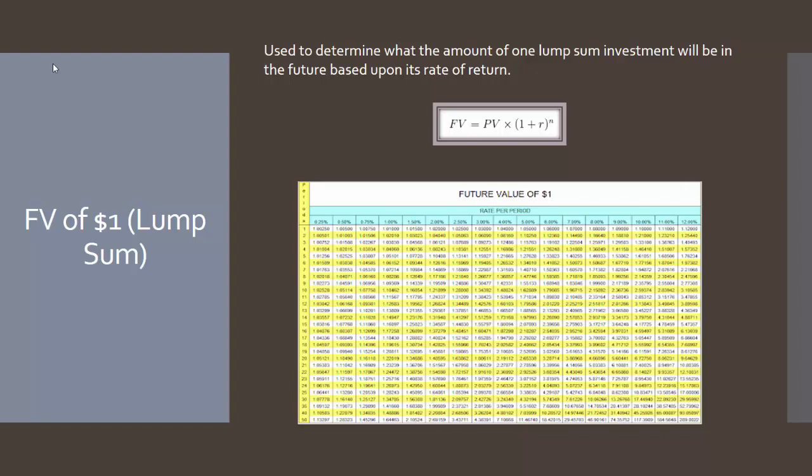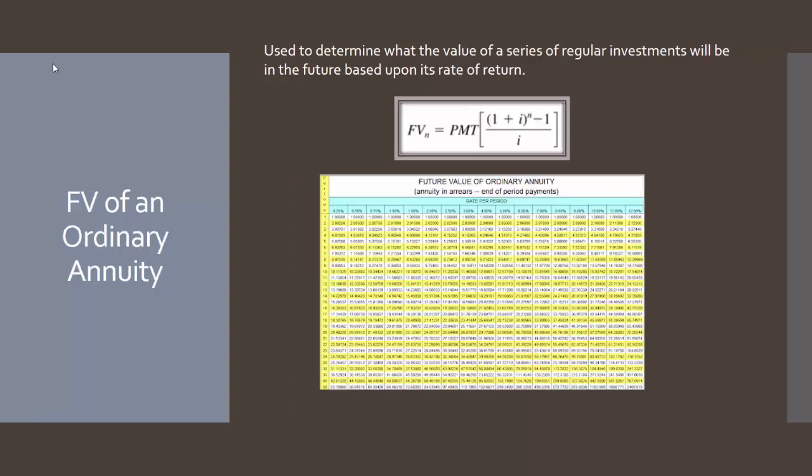And the formula for that is future value equals present value times 1 plus r to the power of n. Again, there's a chart for this that has all of the different combinations of your rate of return and your n, your number of compounding periods. So that goes into the formula and it substitutes for everything except for PV, the present value.